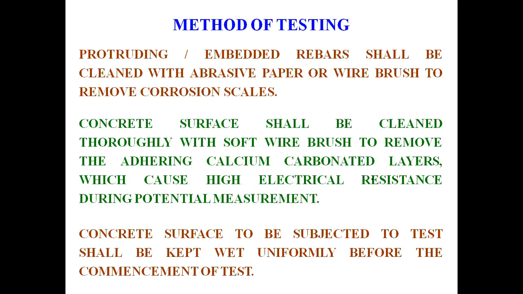So that's how you have to remove it, and then you have to go for the test. The concrete surface shall be cleaned thoroughly with a soft wire brush to remove the adhering calcium carbonate layers which are present on the steel rebar, which cause high electrical resistance during potential measurement. That is the reason why they are asking us to remove the scales which are formed on the reinforced bar.